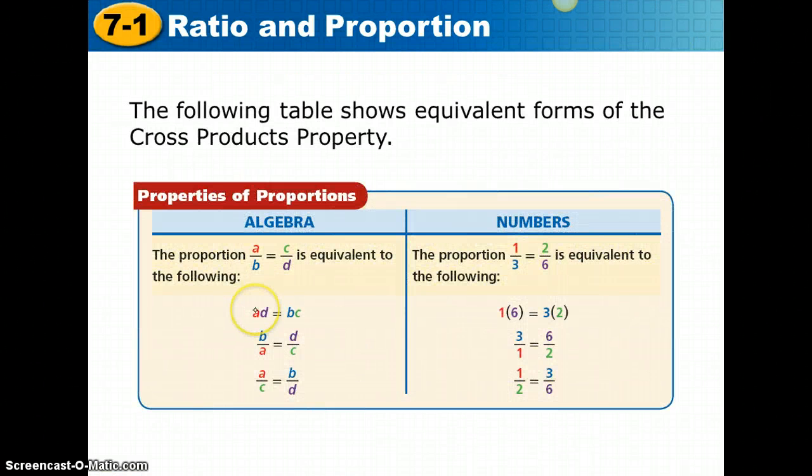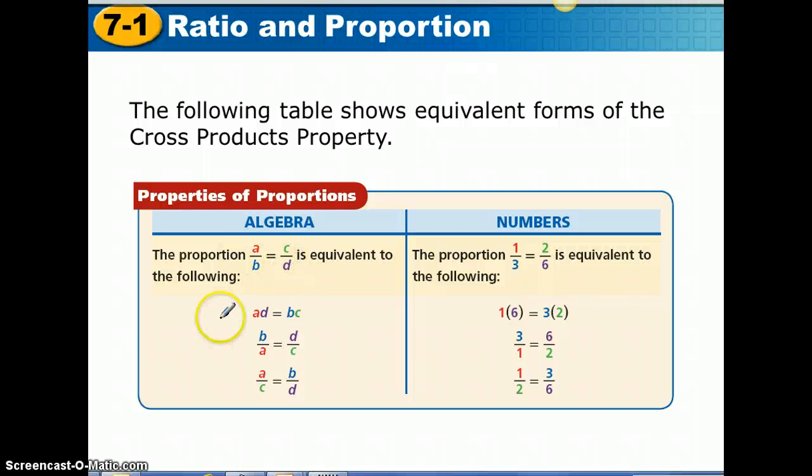This table shows you equivalent forms of cross products. If I were to have a over b equals c over d, then the cross products will give me this. But this same cross product can be obtained from either of these two proportions. This is an example of that.